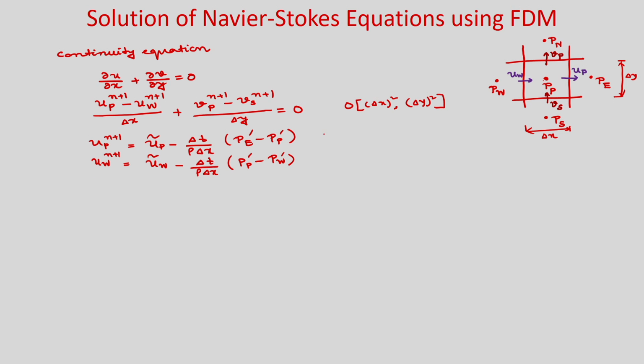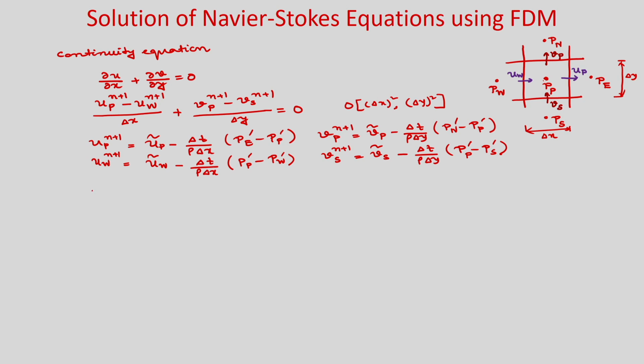Similarly, for v you can write v p n plus 1, already we have derived it: v p tilde minus delta t by rho delta y, and the pressure gradient is p n prime minus p p prime. And similarly, you can write v s n plus 1 as v s tilde minus delta t by rho delta y, and the pressure difference for this cell will be p p prime minus p s prime.